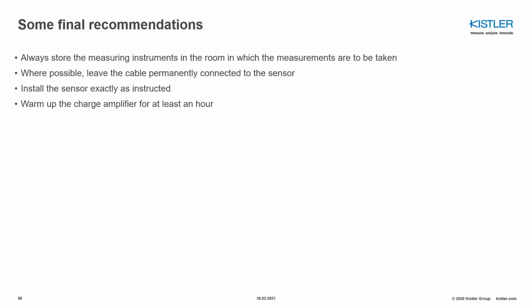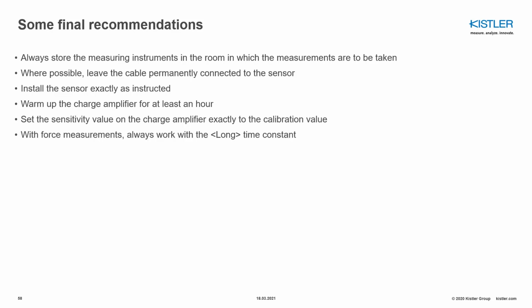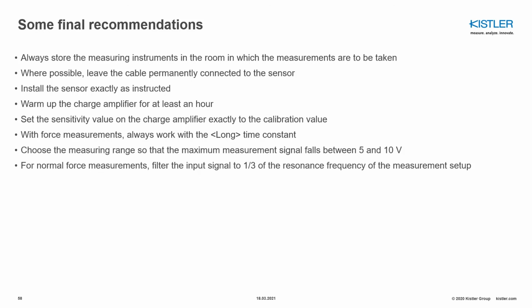Warm up the charge amplifier for at least, as we said, half an hour to 1 hour, so that it comes to a stable temperature. Set the sensitivity values on the charge amplifier exactly as stated in the calibration sheets. With force measurements, always work with the long time constant in your setup. Choose the measurement range so that the maximum measurement signal falls between 5 to 10 volt. For normal force measurements, filter the input signal to around 1/3 of the resonance frequency of the measurement setup, as said before.